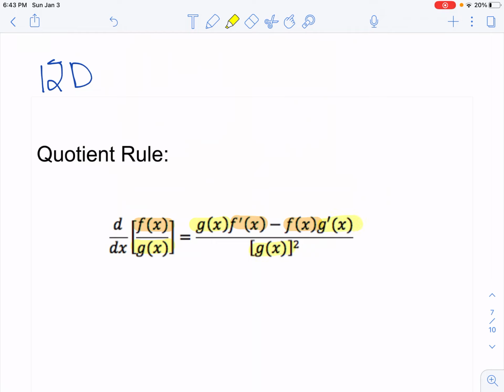the bottom function squared. So there's a little rhyme that people use to memorize this, and it's low, meaning the bottom of the fraction, d meaning derivative, and high meaning the top. So we have low d high minus high d low, down below a square must go. So if that helps you, use it.